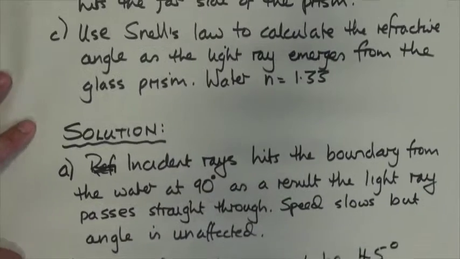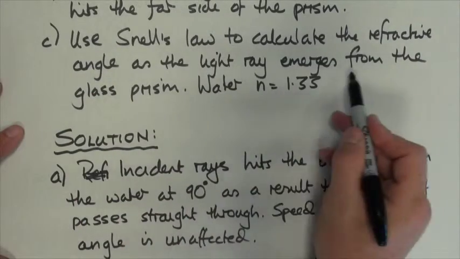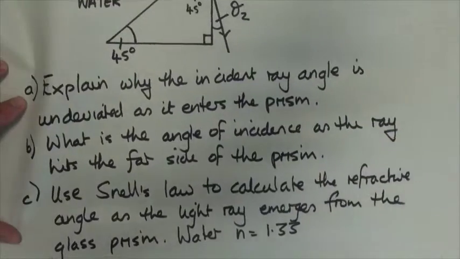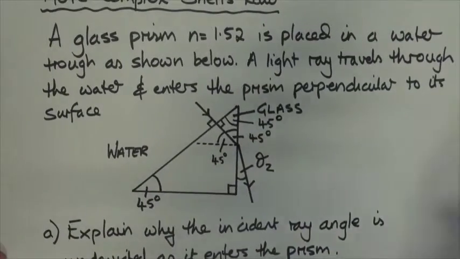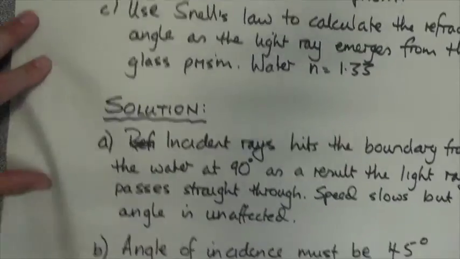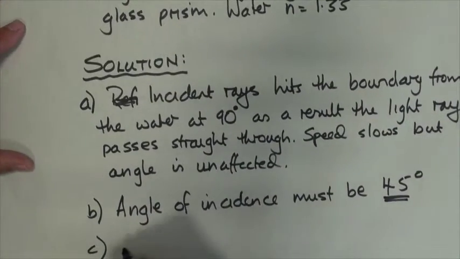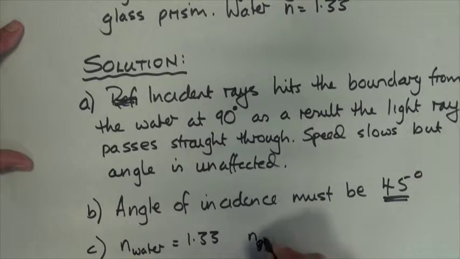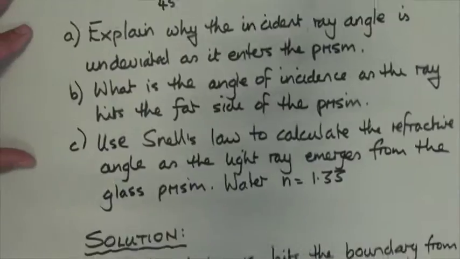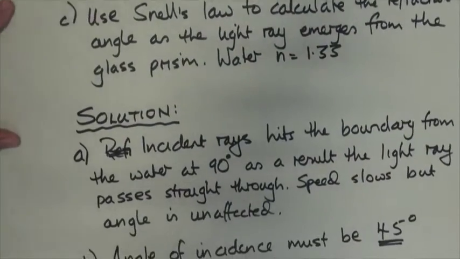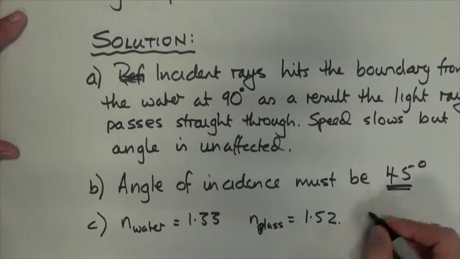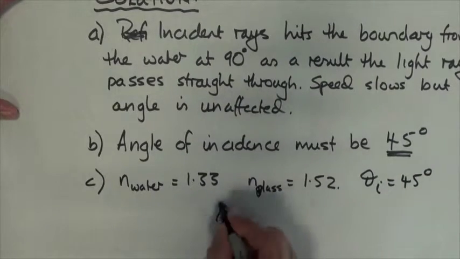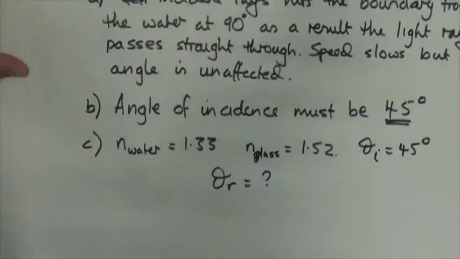Okay, so let's look at the question. We're going to use Snell's law to calculate the refractive angle of the ray as it comes out of the glass prism, noting that the water's refractive index is 1.33. The glass prism is 1.52. So let's put down what we know. The water's refractive index is 1.33. The refractive index of the glass is 1.52. We've also calculated that the incident angle where it leaves the glass prism is 45 degrees, and we're working out the refractive angle as it enters the water.